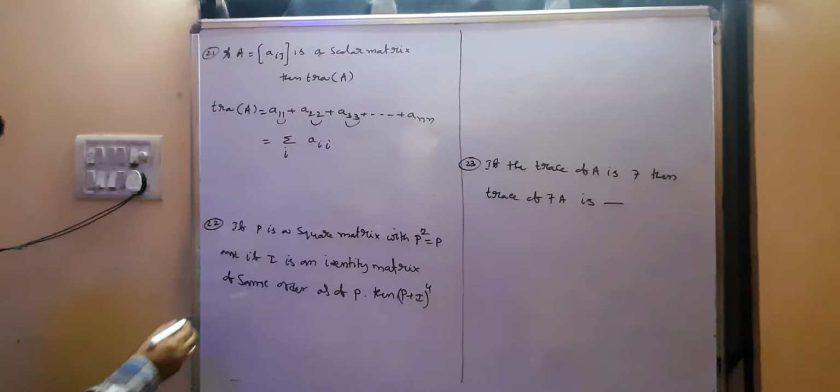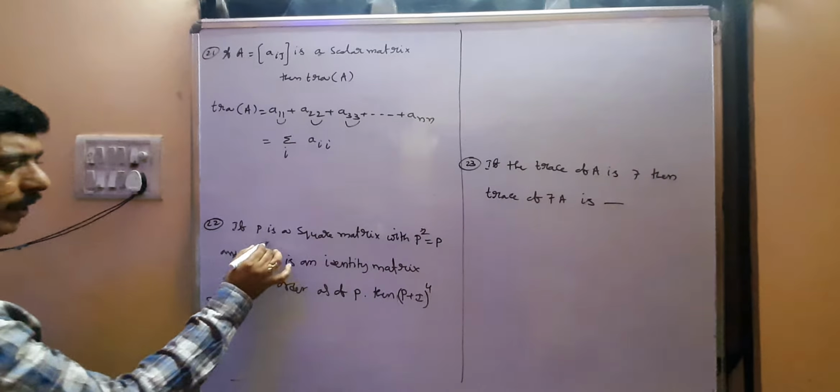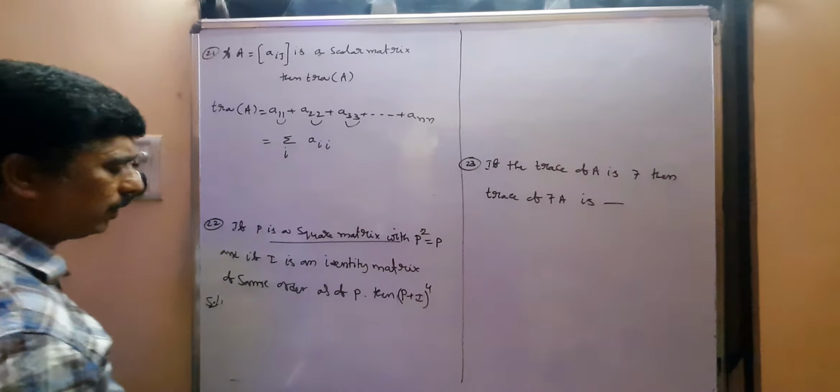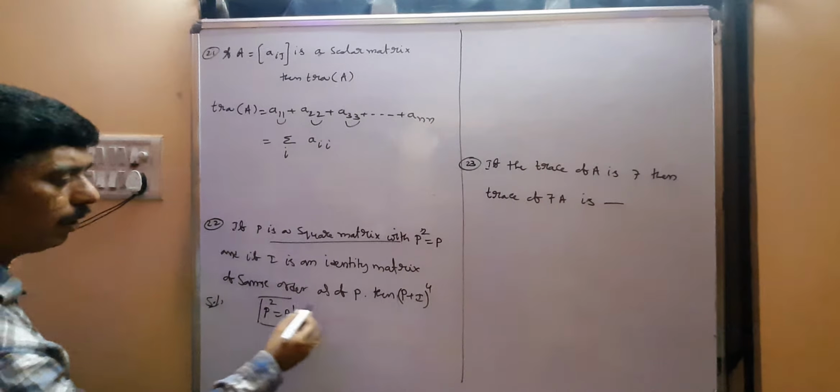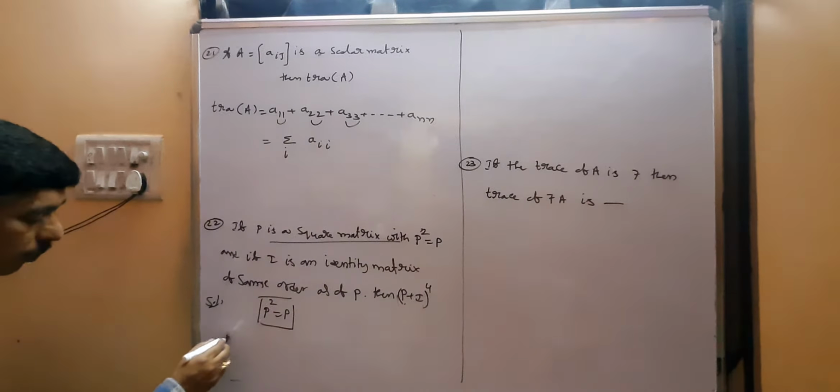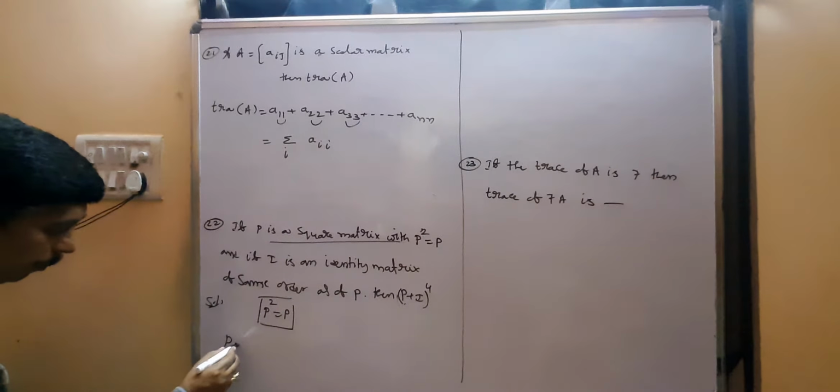Now coming to the 22nd. If P is a square matrix with P square equal to P given, you have to find (P plus I) whole power 4.